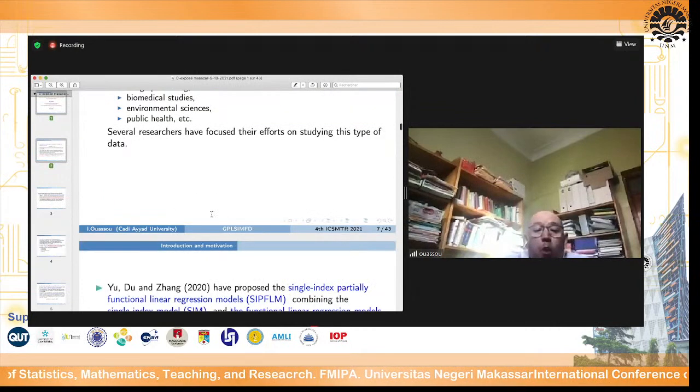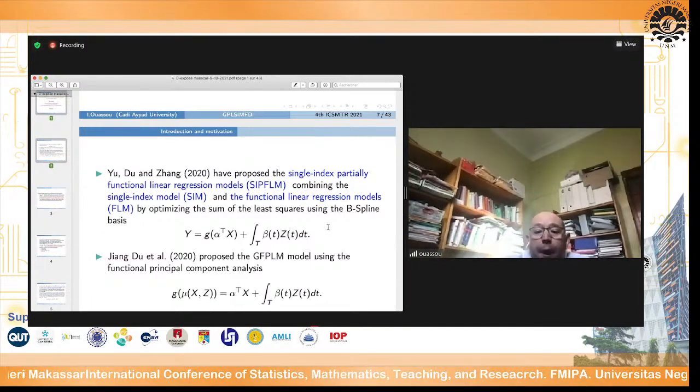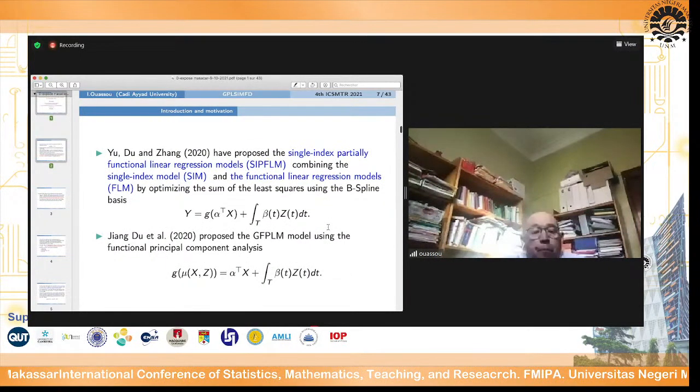You et al. have proposed a cycle and this partially functional linear regression model, combining the single index beta and Z as a functional. Jean-Du et al. proposed the generalized partial functional linear model using a functional principal component analysis of the form, which we write here as G of U of X and Z.